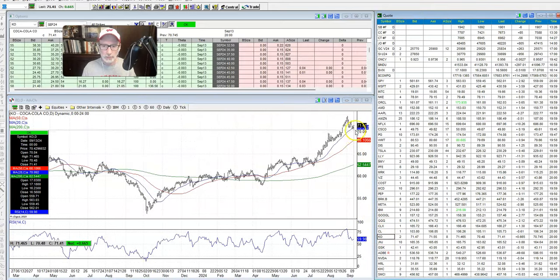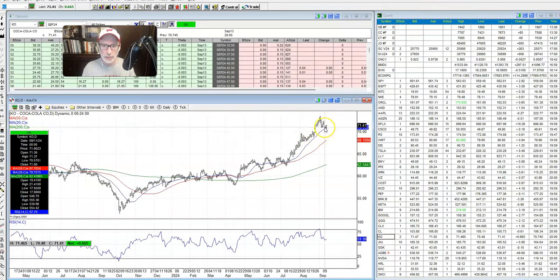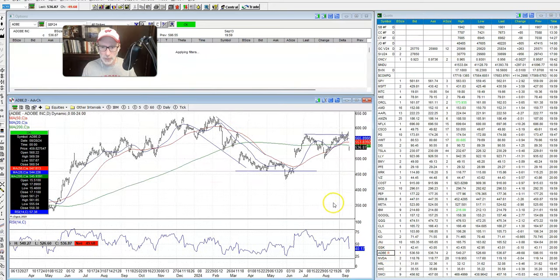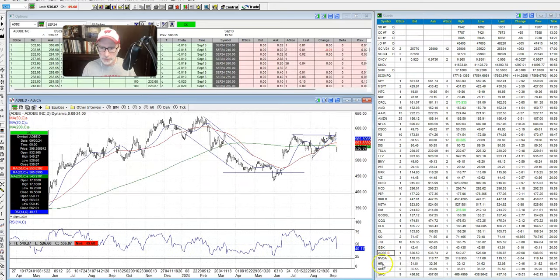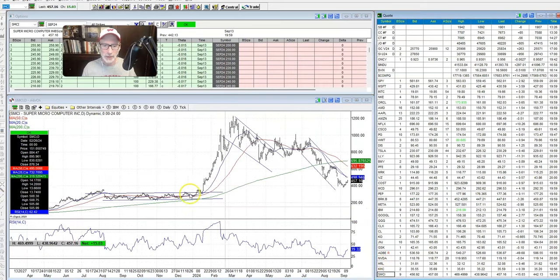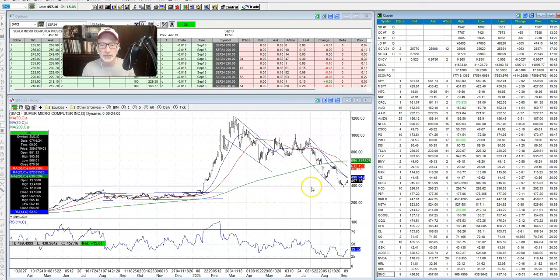Coca-Cola, flirting with all-time new highs as well, moving along the 20-day moving average, kind of looks like the Colgate chart. Adobe, crapped out, had earnings, they dropped. Anything else? That's it. SMCI, that was a darling for a while, and then it's come all the way back down. Went from 400 to 1,200 and all the way back to 400. So there you go. It's a tough stock to trade.